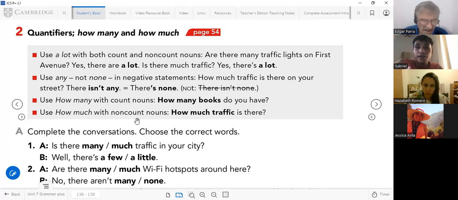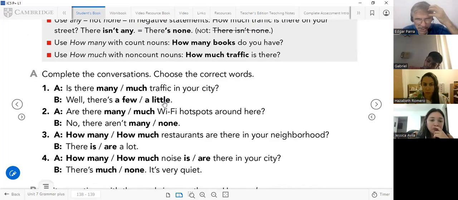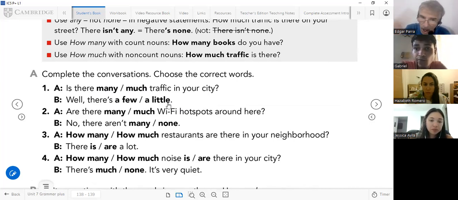Use how much with non-count nouns. How much traffic is there? Observe that traffic is singular. You cannot count traffic like 2 traffics, 3 traffics. No, you cannot count traffic because this is singular, non-count. Non-count nouns. So you use how much. You don't say how many. How many is only for something that has plural, an S, something that you can count. But how much is for something in singular, something that you cannot count. Okay? Now, let's do this exercise so that you understand completely when to use many, when to use much, when you use a few, when you use a little. Few is for countable. Little is for non-countable.